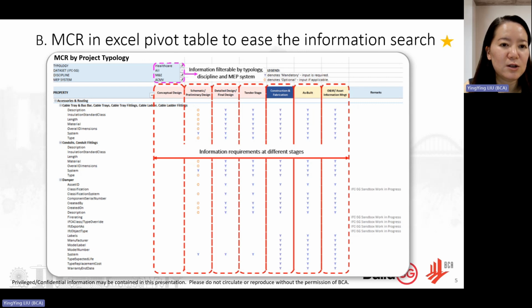At the early stage, like the conceptual and schematic design stage, less information is required. When they move on to the tender and construction stage, more information is required. Besides that, we also have 4 filters to filter the information requirements according to typology, FCSG database, discipline, and MEP system. I will demonstrate how to use these functions when I show the pivot table.